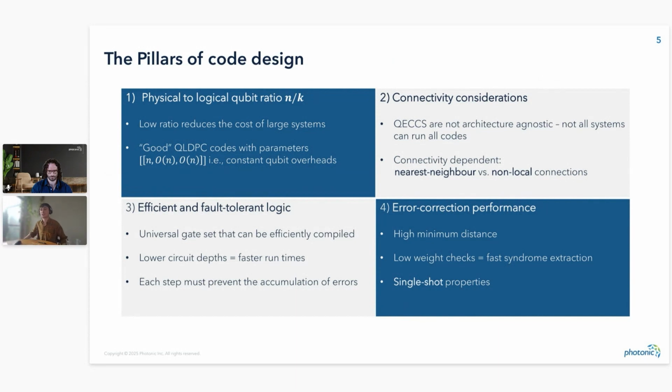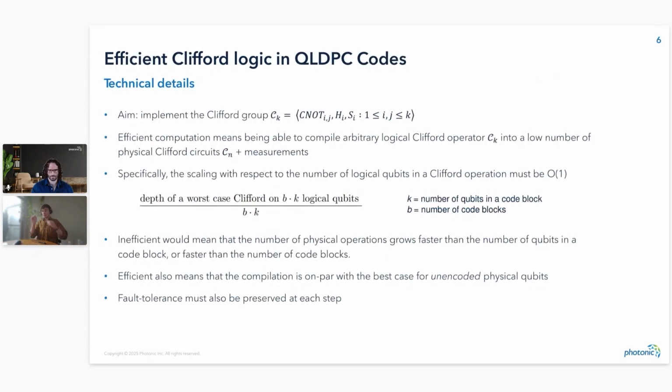Of course, in computation, both time and space matter. With these good QLDPC codes, we've seen reduced physical resource requirements, typically coming at the cost of increased time for computation. So this brings us to point 3, efficient and fault-tolerant logic. This might be something you want to prioritize in your code design, and it's exactly what we have prioritized. So this notion is going to come up quite a lot: efficient logic, in particular, efficient Clifford logic in QLDPC codes.